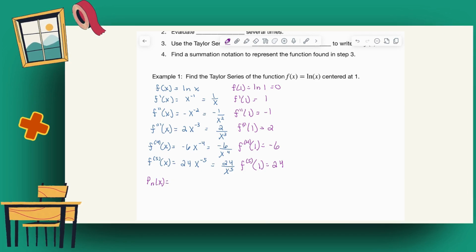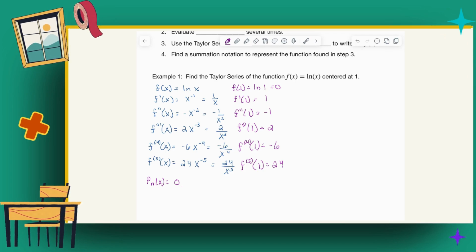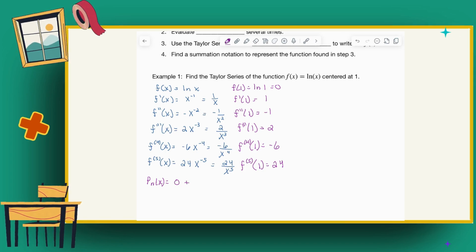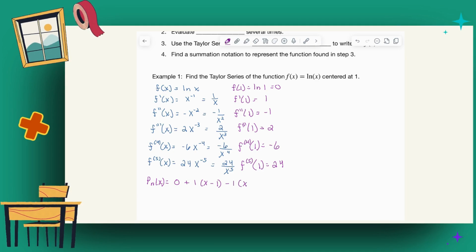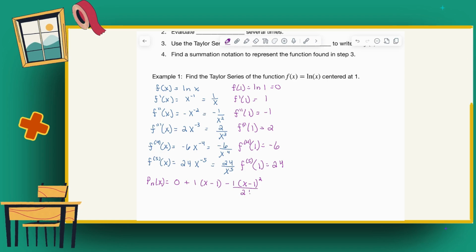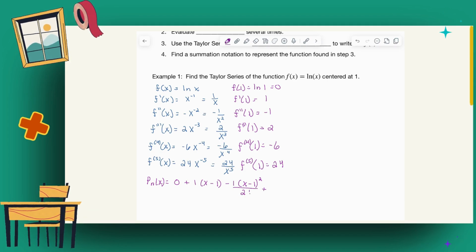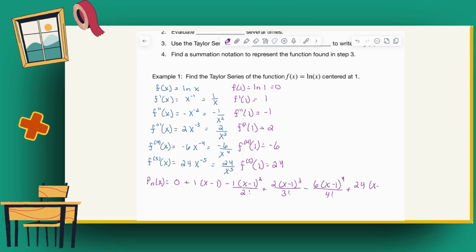So we're going to find f of 1, f prime of 1, f double prime of 1, etc. Now we're going to use the Taylor series formula to write out the first 5 terms in our Taylor polynomial. And so we're going to take f of 1 plus f prime of 1 times x minus our center, which is 1, minus 1 over 2 times x minus 1 squared, divided by 2 factorial. And we'll repeat this, adding a power to our x minus 1 and adding to our factorial.